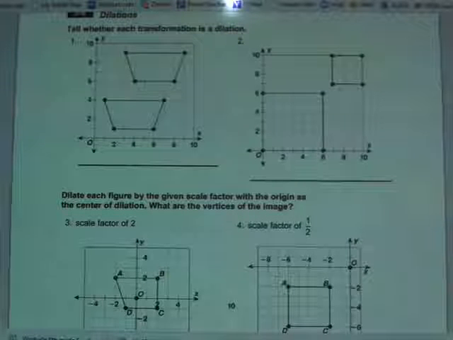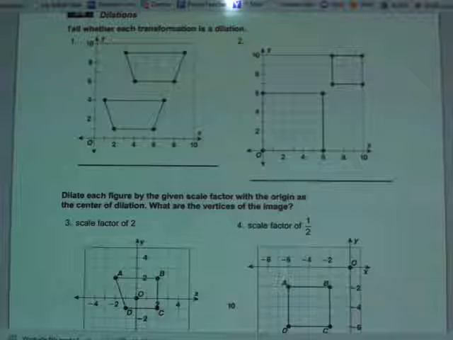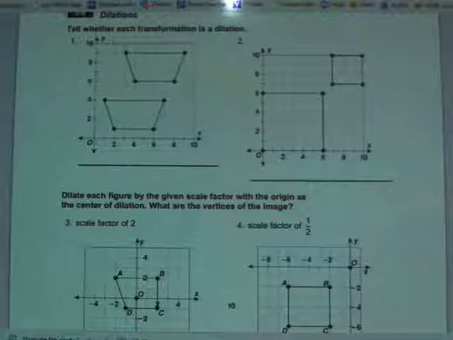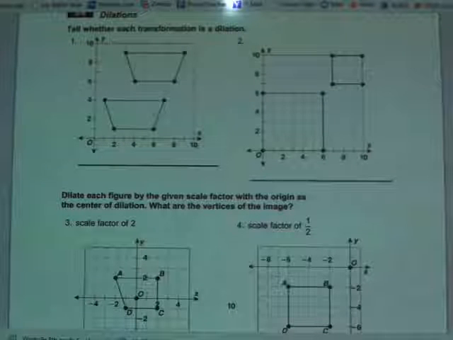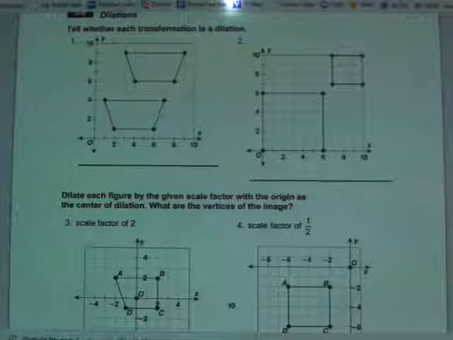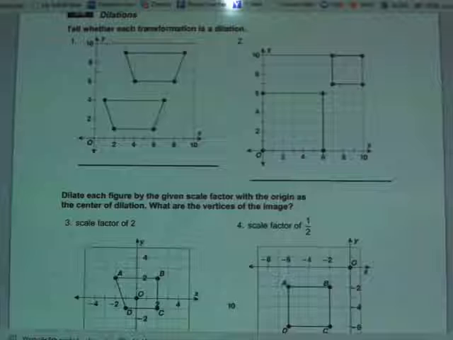This is the homework helper for Chapter 5, Section 6 in the 8th grade textbook entitled Dilations. So what we're supposed to do here in the first two questions, same directions, we're supposed to tell whether each transformation is a dilation. Remember, a dilation will indicate that when we're going from the pre-image to the image, the scale factor used to multiply the sides, whether that's a whole number or a fraction, is the same.